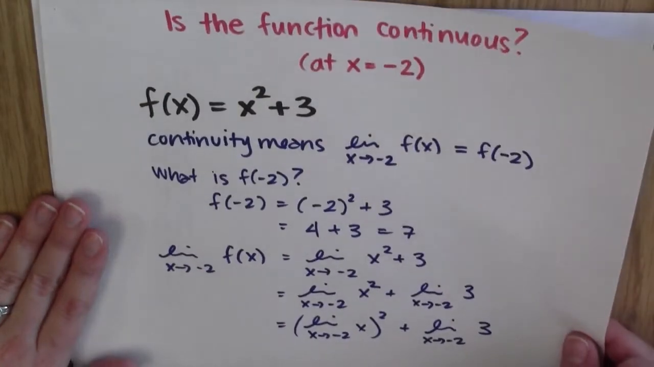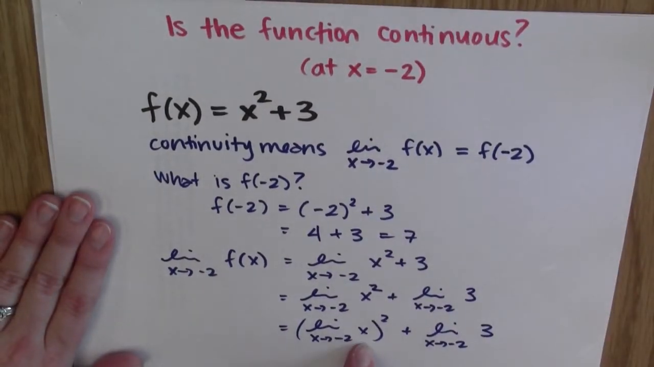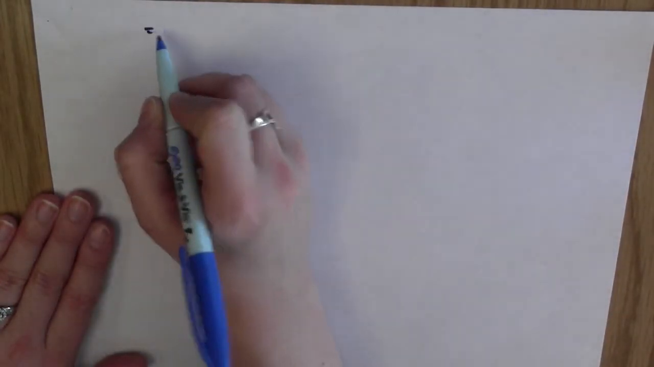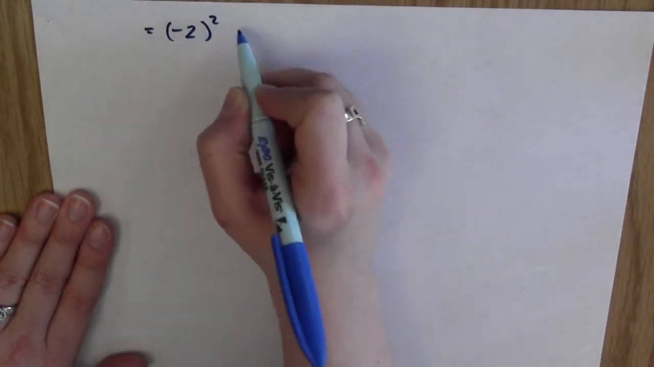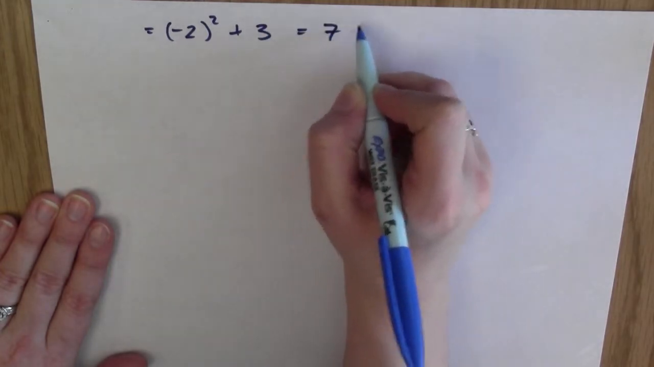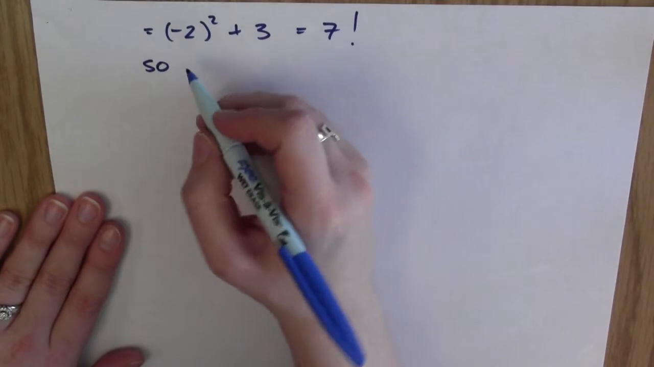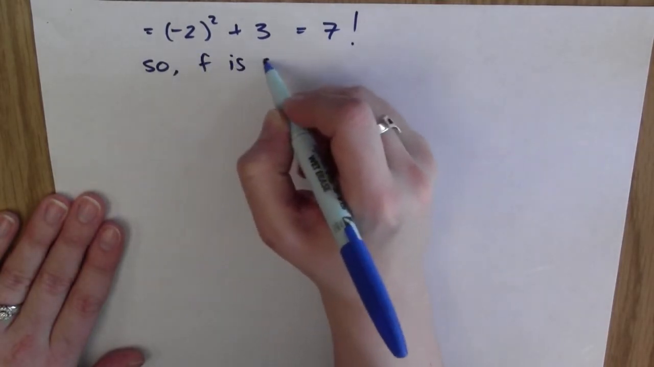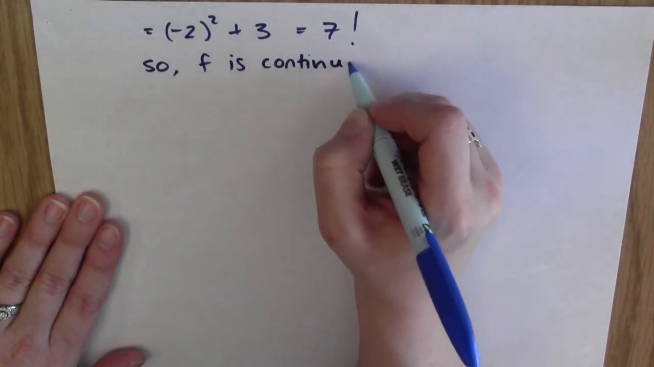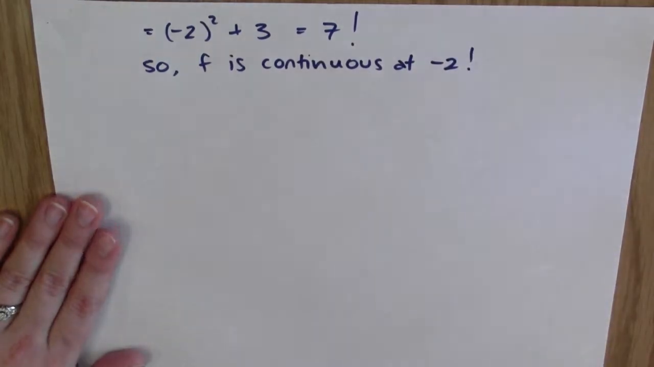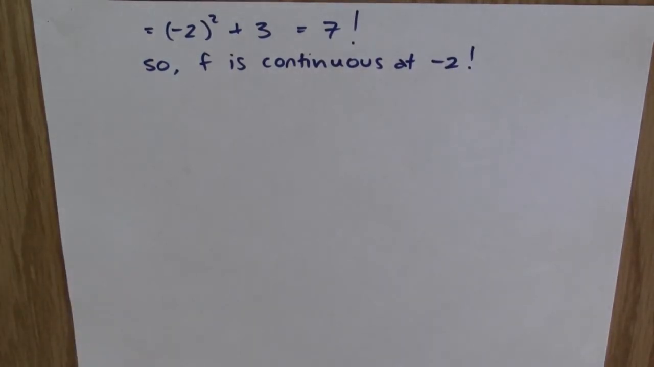Okay, well, the limit as x approaches -2 of x, this is just x, so I can plug in -2. And here, this is a constant function. So I have -2 squared plus 3, which is again equal to 7. So f is continuous at -2, as we expected, right?